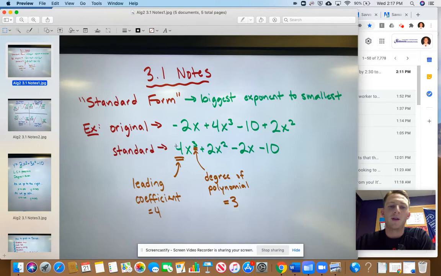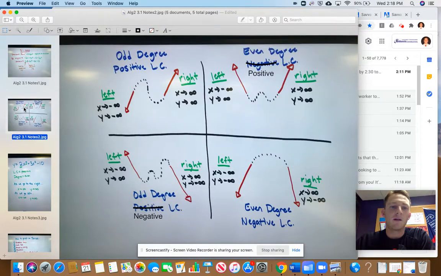And once we put it in the standard form, the number out in front is going to be our leading coefficient, so that's 4. We represent this by LC, and then the degree of the polynomial right here, that's the highest power, is 3. And then we can take the degree and the leading coefficient, and we can match it up with what the behaviors at the end of the graph should be.